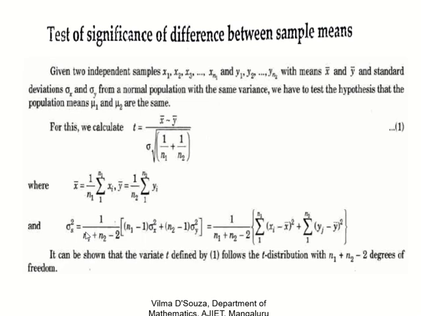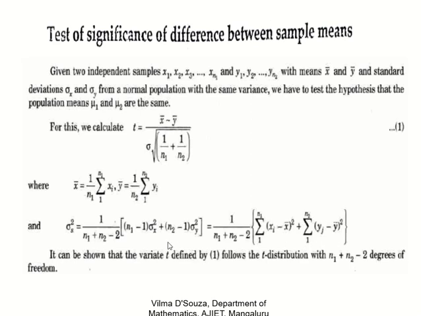And here sigma squared, s square, is 1 by n1 plus n2 minus 2 into n1 minus 1 into sigma x square plus n2 minus 1 into sigma y square. Or alternately, the easiest formula here is 1 by n1 plus n2 minus 2 into the summation of xi minus x bar whole square, from 1 to n1, plus the summation of yj minus y bar whole square, from 1 to n2.